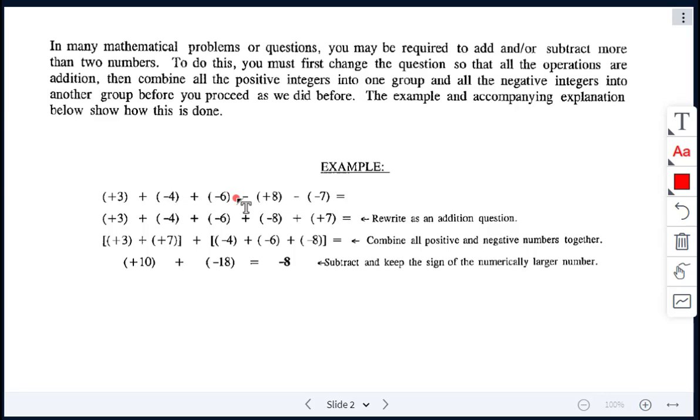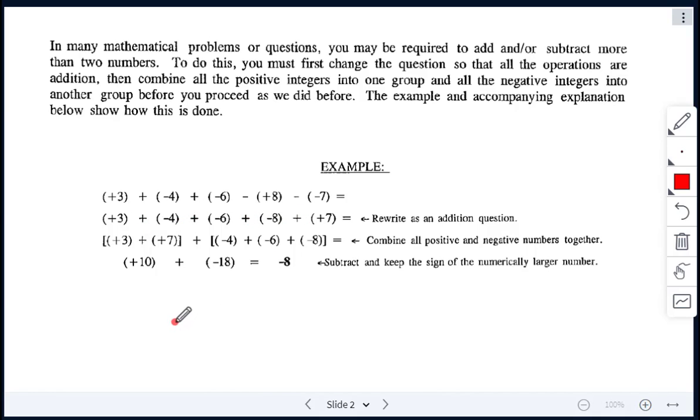Then we have subtraction. We have minus positive 8 and minus negative 7. If you notice here, we've left all the addition ones as normal. So positive 3 plus negative 4 plus negative 6. Here, the minus sign changed to a positive, and then the positive 8 becomes its opposite. So this became negative 8, and then subtraction here became addition, and the negative 7 became positive 7. So all we've done here is rewrite this whole thing as an addition. So we all have addition here. Addition, addition, addition, and addition.